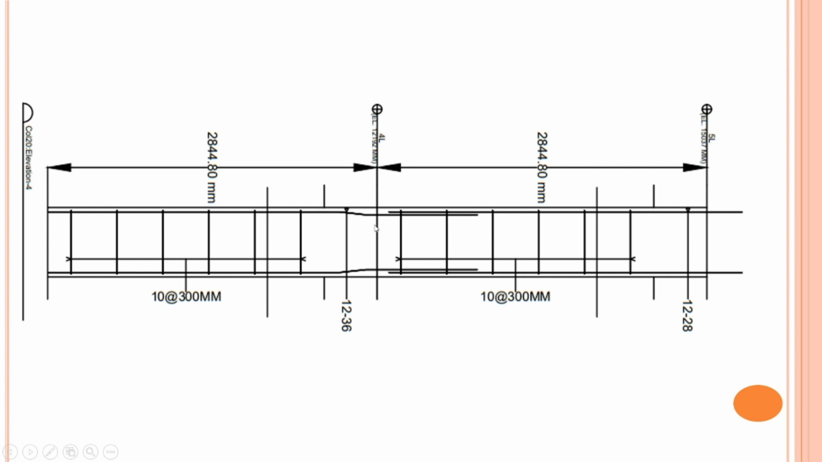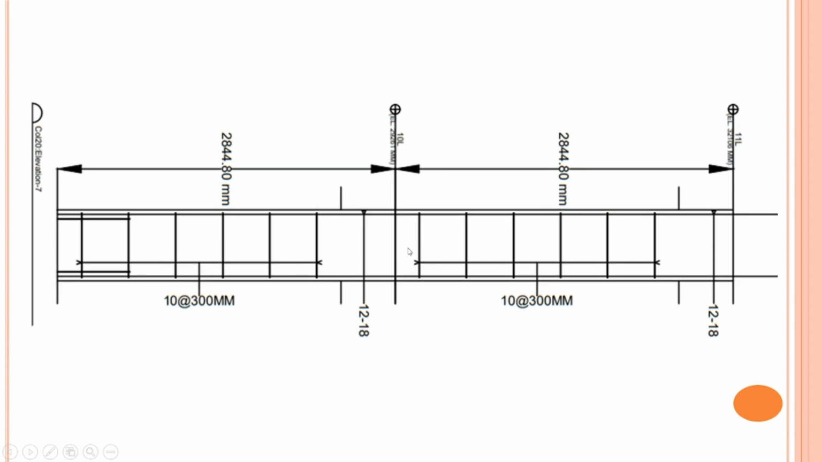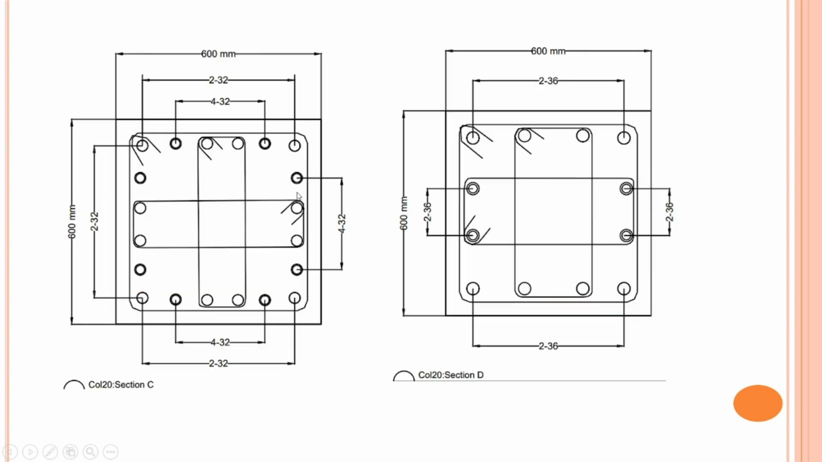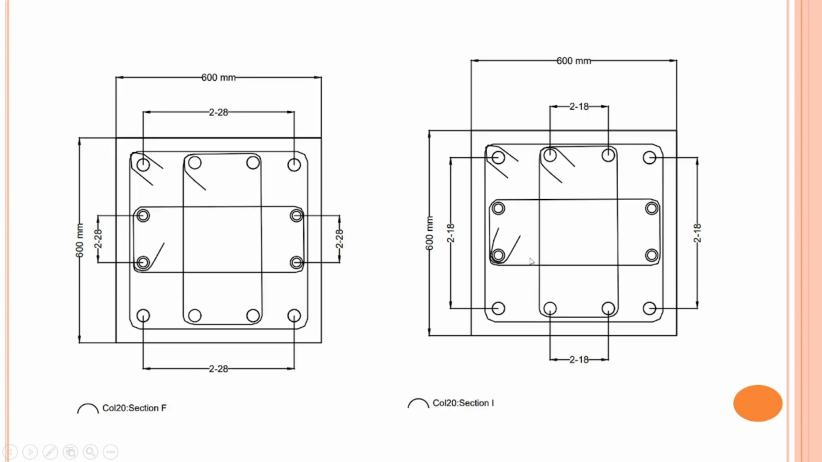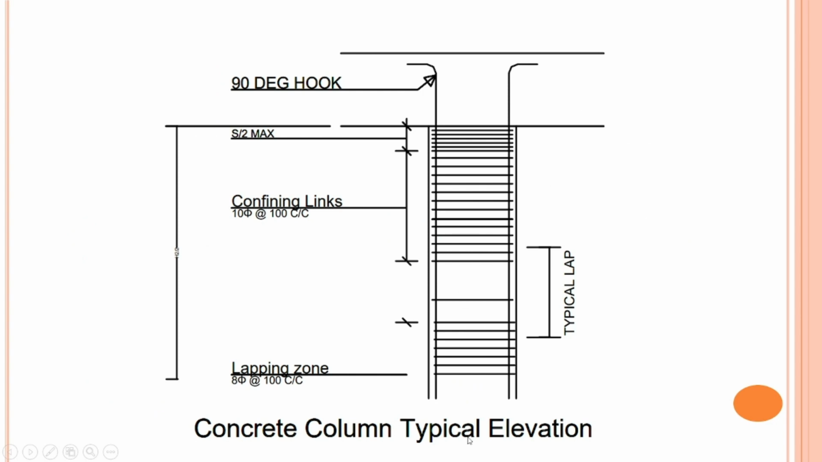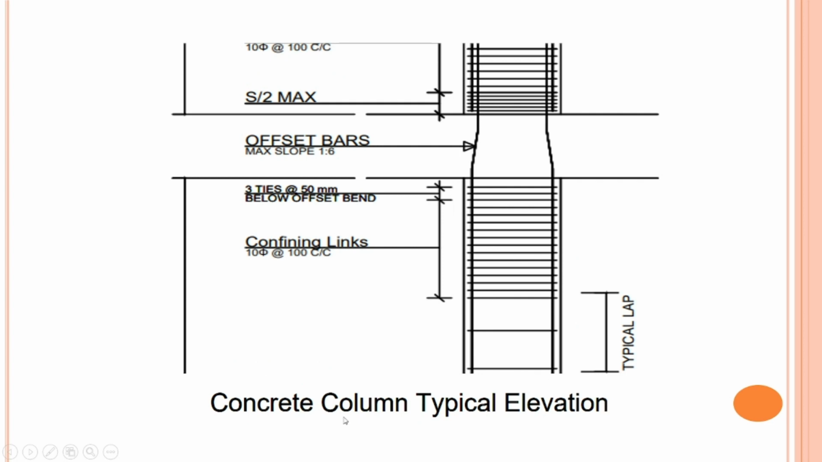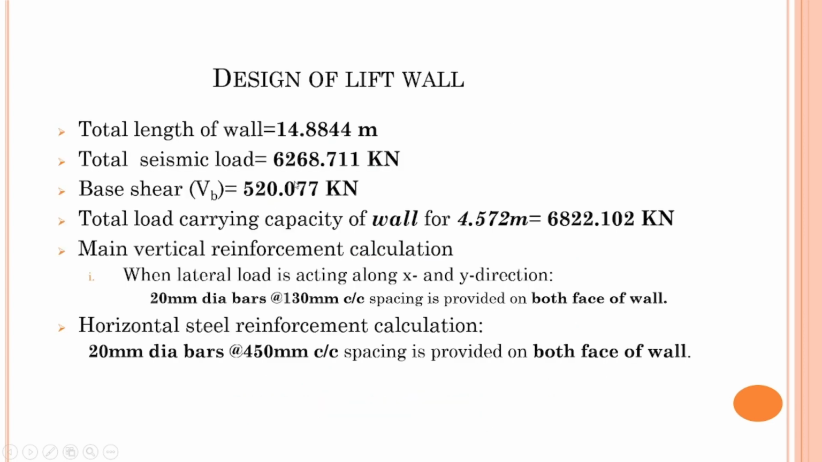Okay, the joint, they are showing the joint, each and every one, and there are the sections at C, section at D, section at E, and the concrete column typical elevations. This is the typical elevation, the concrete types, and the typical elevations in the upper sections. And the second next one is the lift wall.